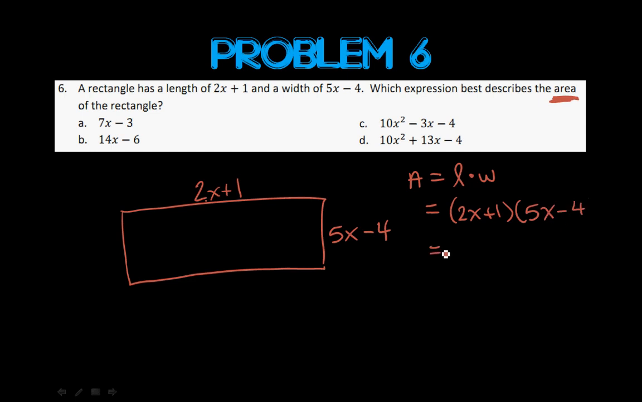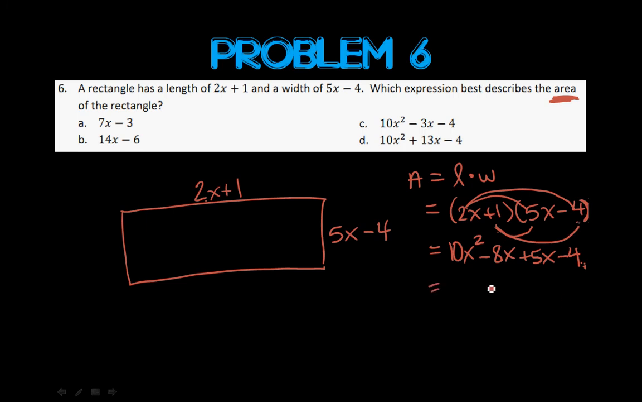You see right away that we're going to be doing FOIL, or basically just distributing everything. So 2x gets distributed to the 5x and the negative 4. 2x times 5x is 10x squared, and then 2x times negative 4 is negative 8x. And then 1 times 5x and 1 times negative 4 is the next one. So we see 5x and minus 4. I saw a whole bunch of you put minus 5 or minus 3 at the end instead of minus 4. Remember, you're multiplying. It's 1 times negative 4. Don't let the signs confuse you.